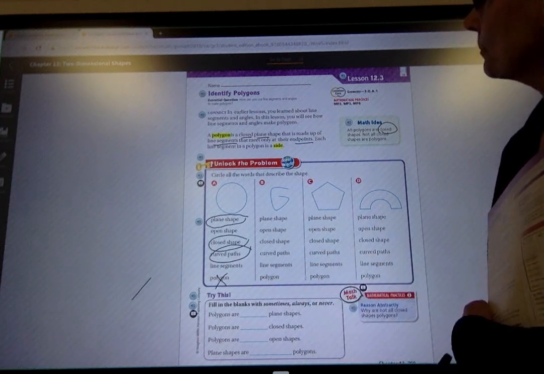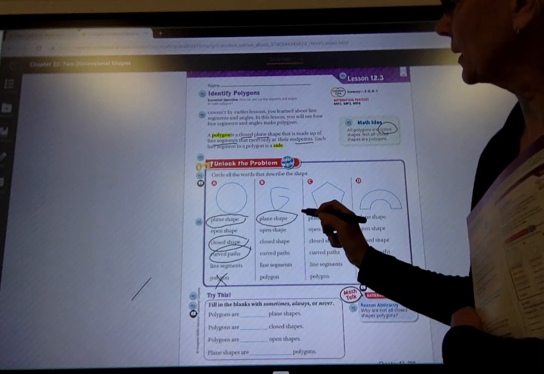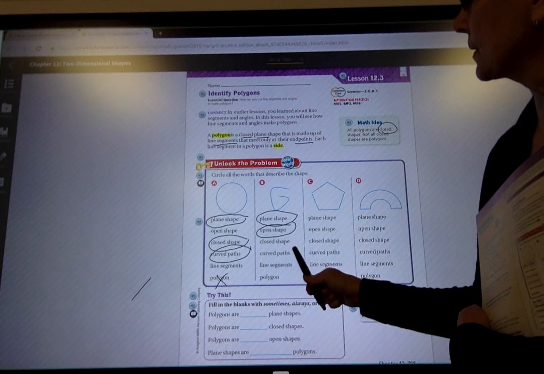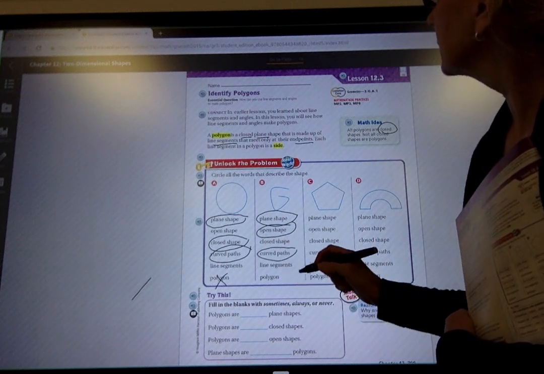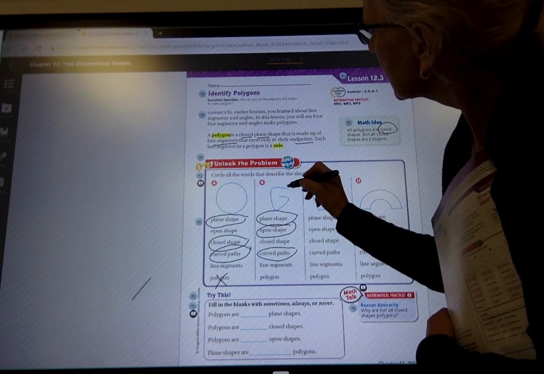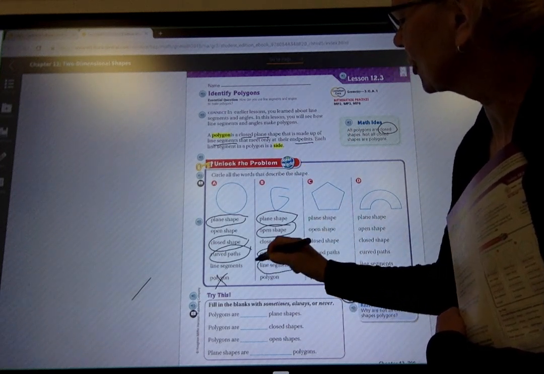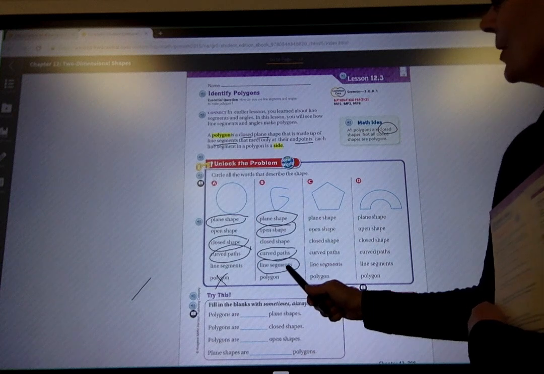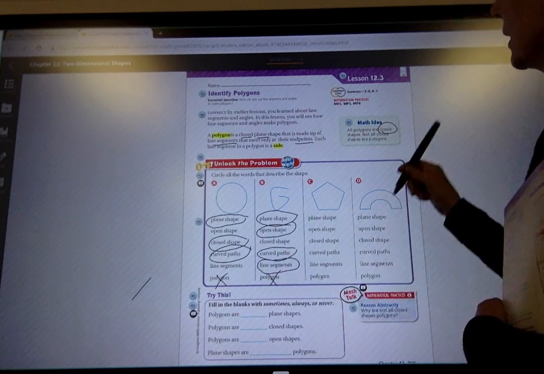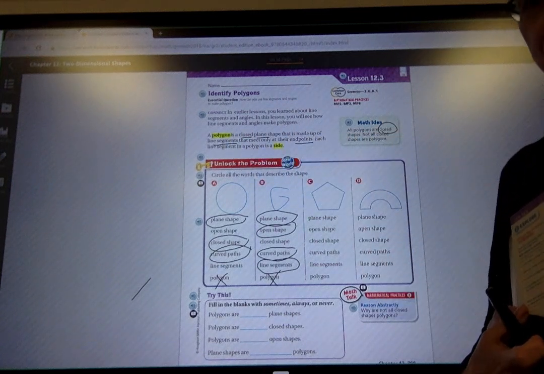So let's look at this one. Is it a plane shape? Yes. Is it open? Yes. Does it have curved paths? Yes. Does it have line segments? Well, this might be a segment for a while, and then it curves. So it does have curved paths, and it's open, so it cannot be a polygon. Polygons are closed, made up of line segments.